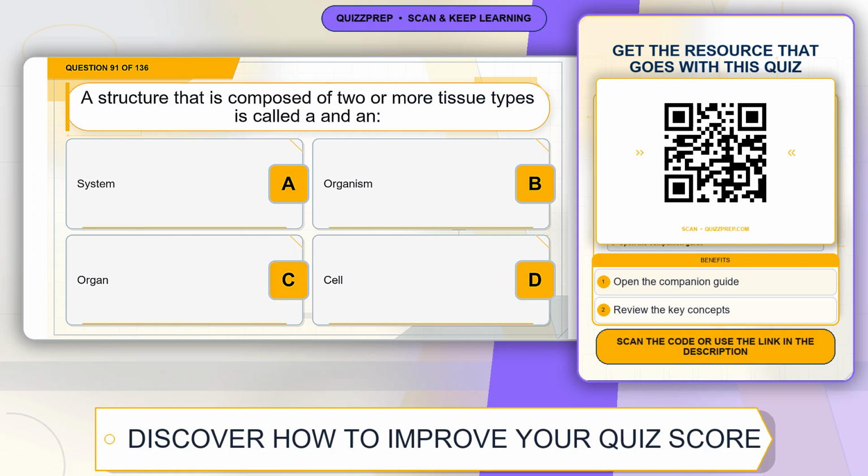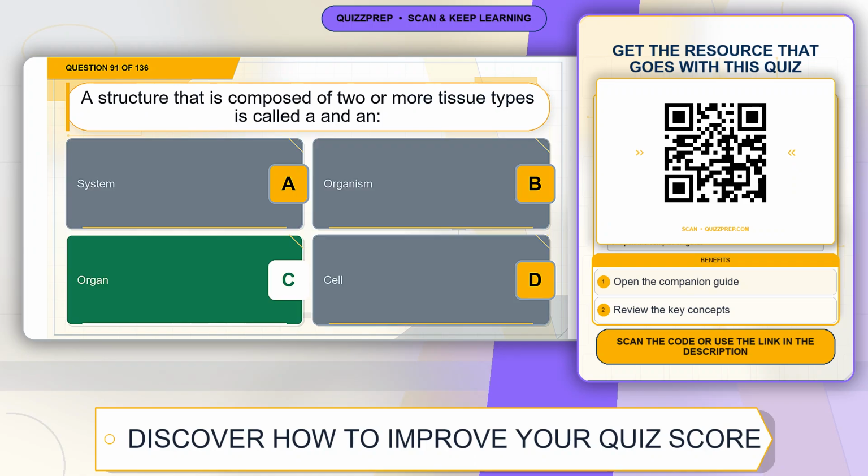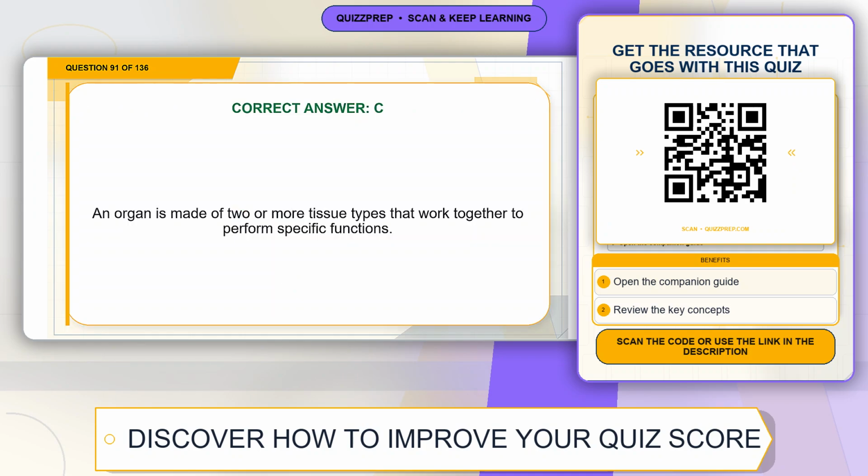Question 91. A structure that is composed of 2 or more tissue types is called a and an. Option A, system. Option B, organism. Option C, organ. Option D, cell. The correct answer is option C, organ. Explanation. An organ is made of 2 or more tissue types that work together to perform specific functions.